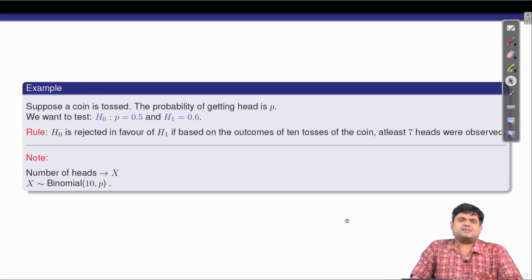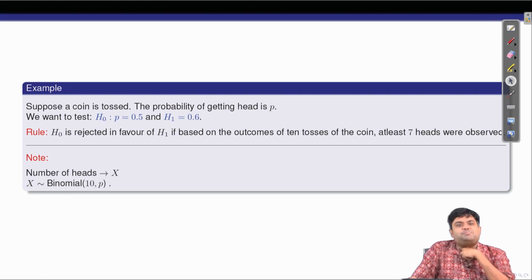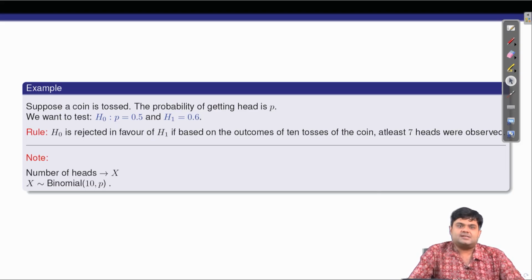Just to give you an example, let us get back to the coin tossing example. Suppose a coin is tossed and the probability of getting head is p. You want to test between H0: p equal to 0.5 and H1. Sorry, there is a typo, it should be p equal to 0.6. I just miswrote there. H0: p equal to 0.5 and H1: p equal to 0.6.